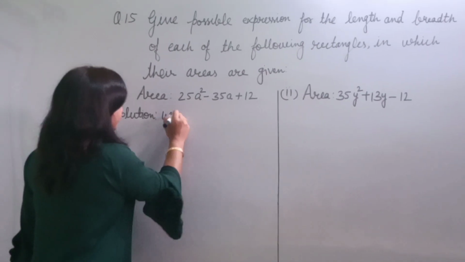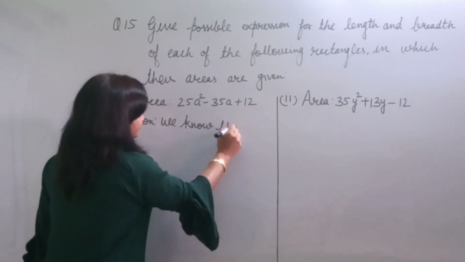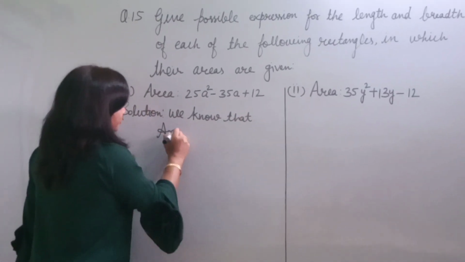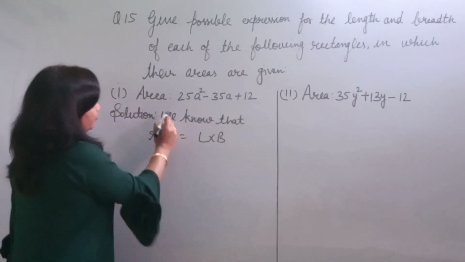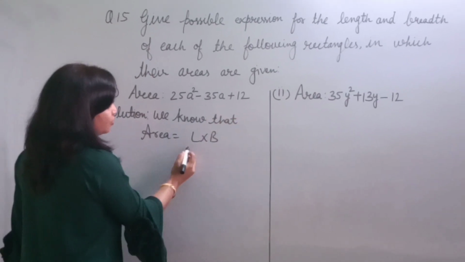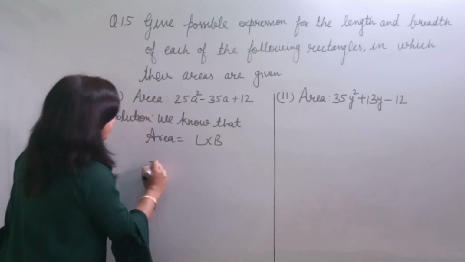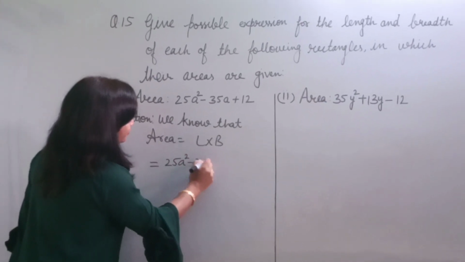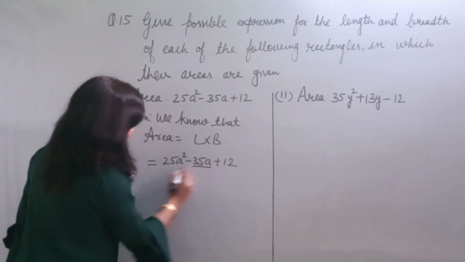So we know that area is equal to length into breadth. But we have been given this expression, so we have to convert this expression into the form of length into breadth. So 25a square minus 35a plus 12. First we will break it.